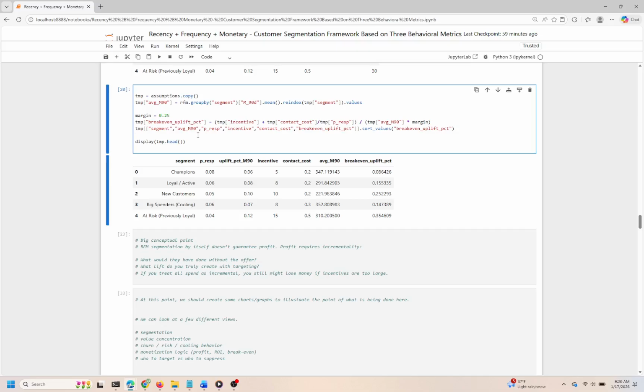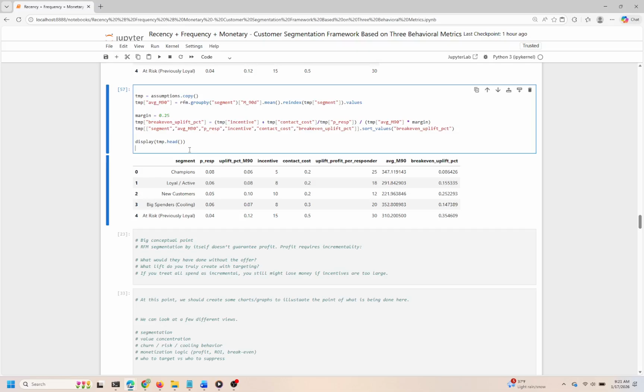We then proceed to organize this information, sorting our augmented data frame based on the calculated break-even uplift percentage. This sorting action aids in quickly identifying which segments are likely to yield the most advantageous results from our initiatives. Finally, we display the top entries of this structured data frame, providing a clearer picture of the segments that warrant further attention. Looking ahead, the next cell will likely explore strategies based on these insights, possibly focusing on how to optimize engagement efforts for the segments identified as most promising in this analysis.